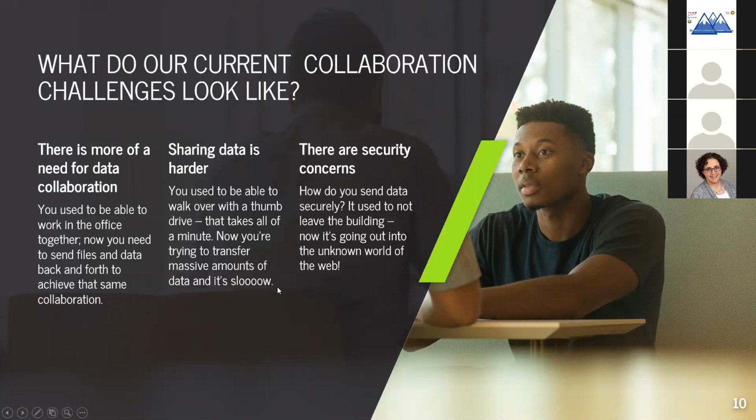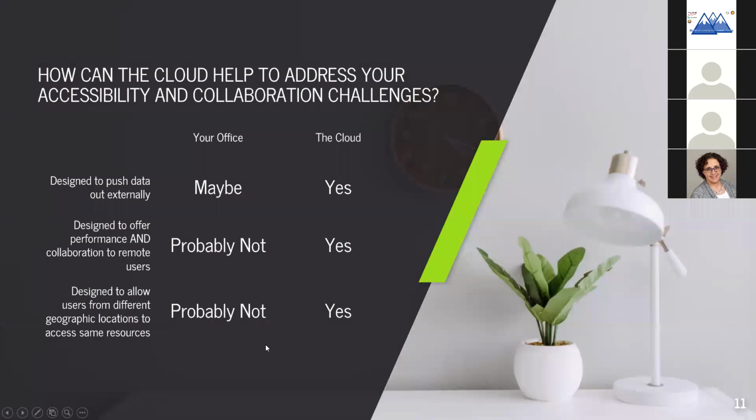So we've got both accessibility challenges and collaboration challenges. And so, of course, like I said, I'm going to be talking about how the cloud can help you with all this stuff, right? When we're talking about this stuff, the big one is pushing data out externally. If the data lives on servers at your office, more than likely your office was never set up to push that data out externally. And if it was set up to push it out externally, then maybe it was never set up for as many users as you have right now trying to access it.